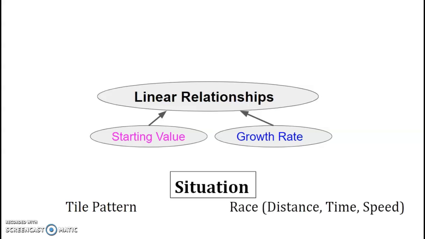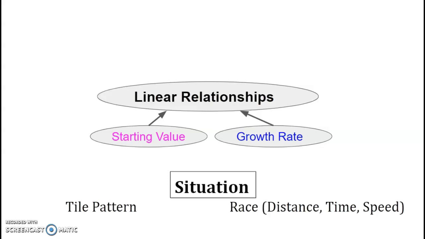What about the race? Well, distance, time, and speed were all the things we were dealing with. Distance was the output, time was the input, and speed was the slope, or in this case, the growth rate. What represented the starting value? It was actually the y-intercept, or the head start.